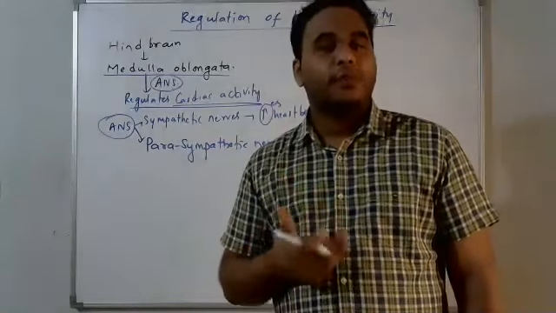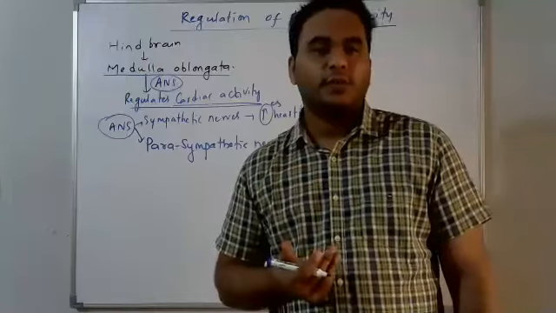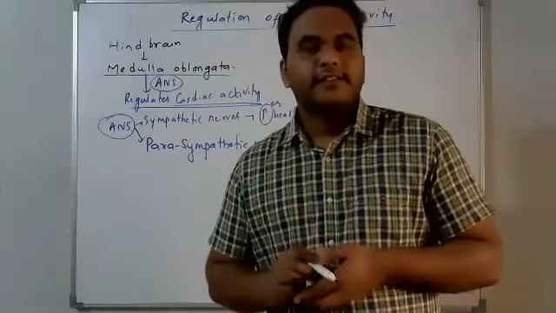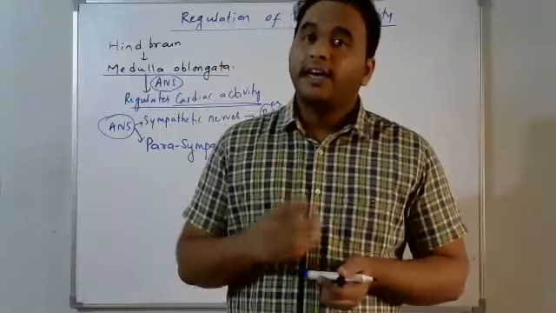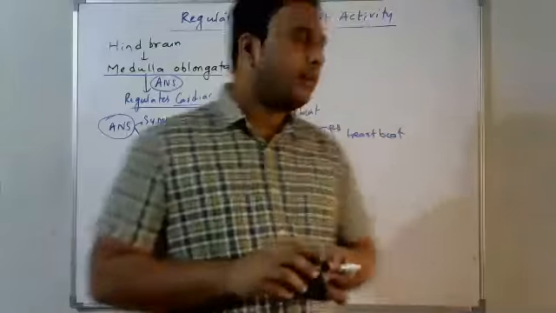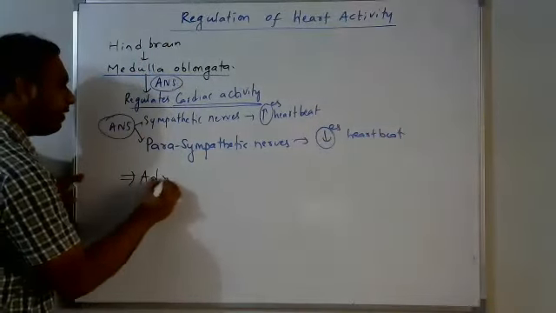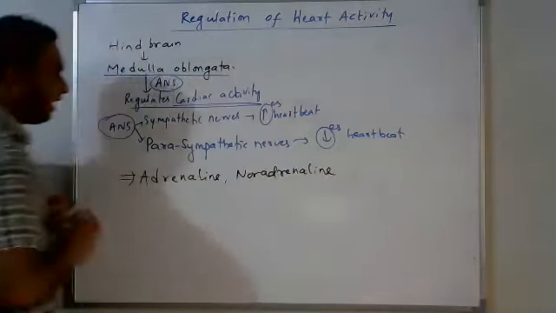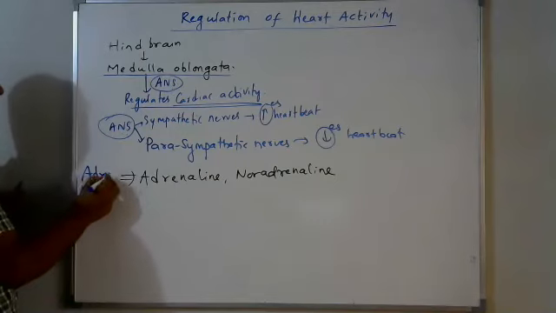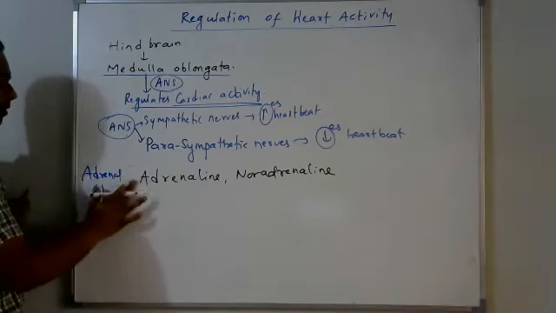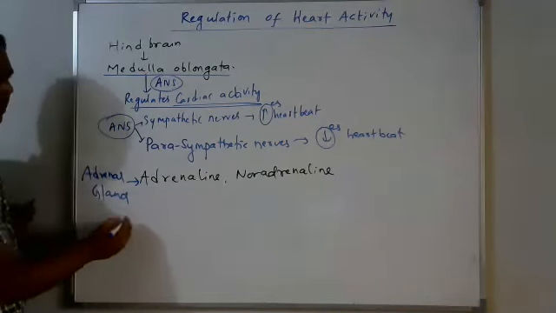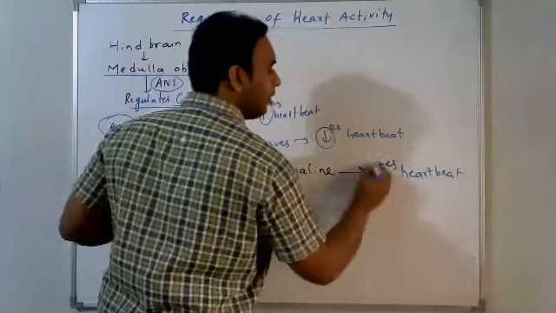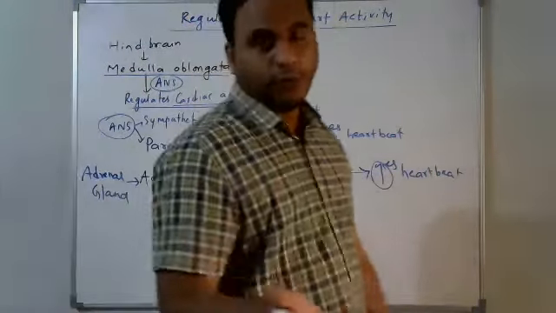So conduction of action potentials and also cardiac output will be controlled, right? Next, there are certain hormones called adrenaline and noradrenaline, which are secreted from the adrenal gland. The adrenal gland secretes adrenaline and noradrenaline, which will increase the heartbeat, thereby cardiac output will be increased.